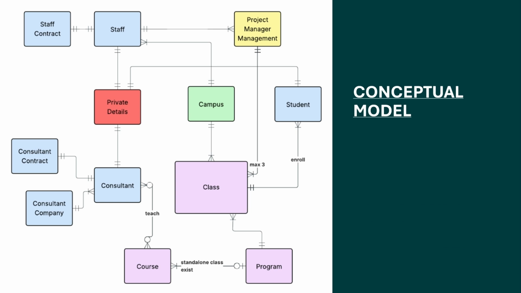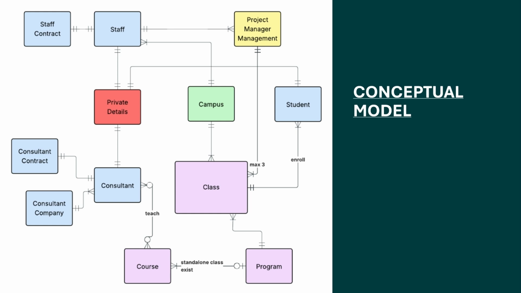I focus on how the school operates in practice. So I identified the main people involved, who are the students, staff, and consultants. Each student, staff member, and consultant is linked to exactly one set of private details, while each set of private details belongs to one and only one person. So this avoids duplication and keeps sensitive information centralized.